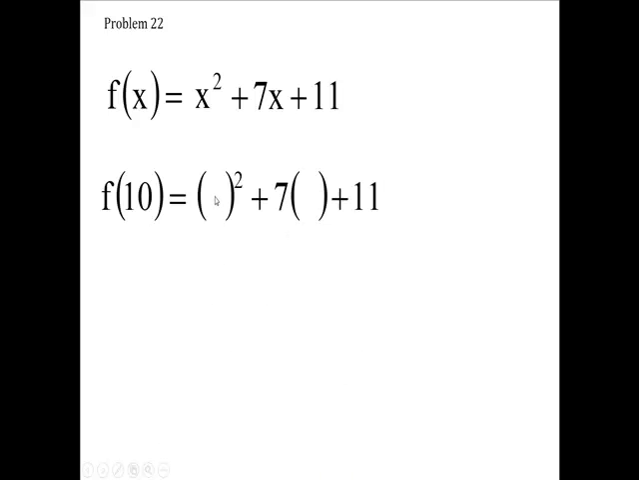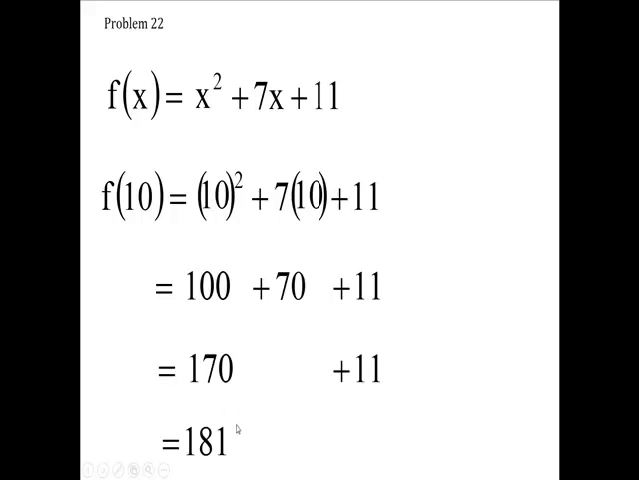How about 10? 10 here and 10 here. That gives me 100. 7 times 10 is 70, plus 11. 170 plus 11, 181. That is a prime number. It was on our list of prime numbers, that big long list. It has exactly 2 factors. It can be divided only by itself and 1, if you want to use that definition to help us a little bit. The definition doesn't work all the time. 2, 3, 4, 5, 6, 7, 8, 9, 10. None of those numbers go into that. All right? So this is prime.